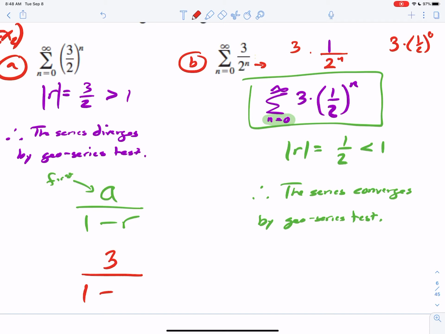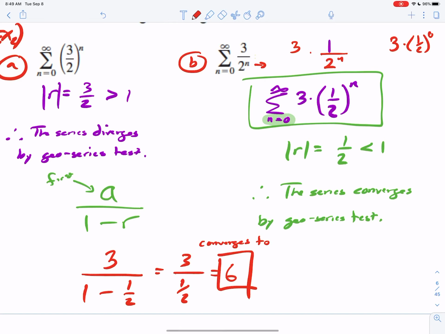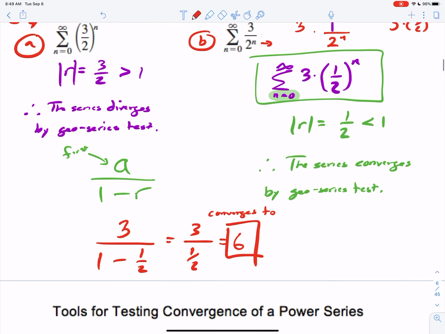1 minus my r, the r is a 1/2. Notice how this doesn't have the absolute value, so watch out for that. So 3 over 1 minus 1/2, if you crank this out real quick, you'll get 3 divided by 1/2, which comes out to 6. This tells us that this will converge to a value of 6. Exactly. So if your series does converge using the geoseries test, then you could tell me where it converges to. So I'll write converges to 6. Let's do a couple more.